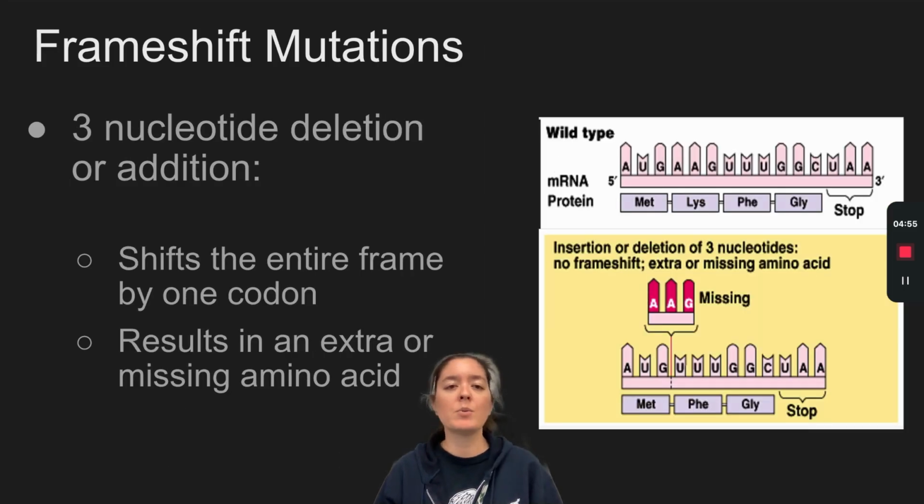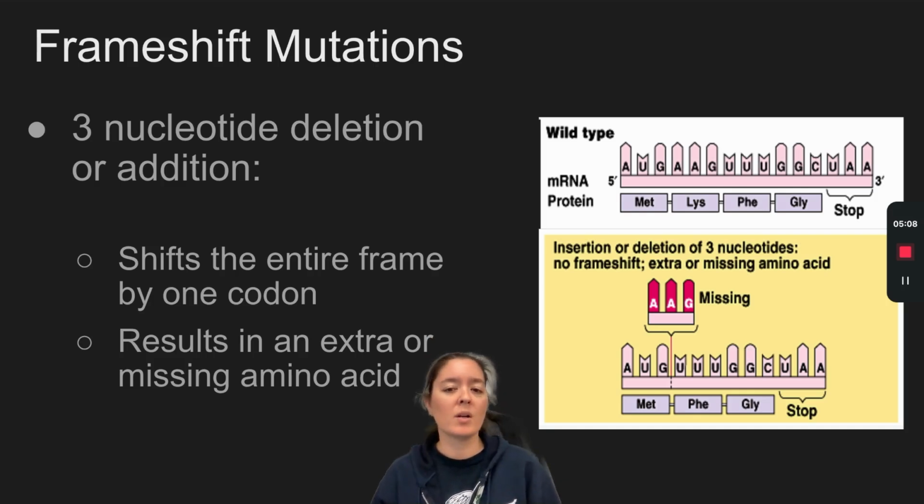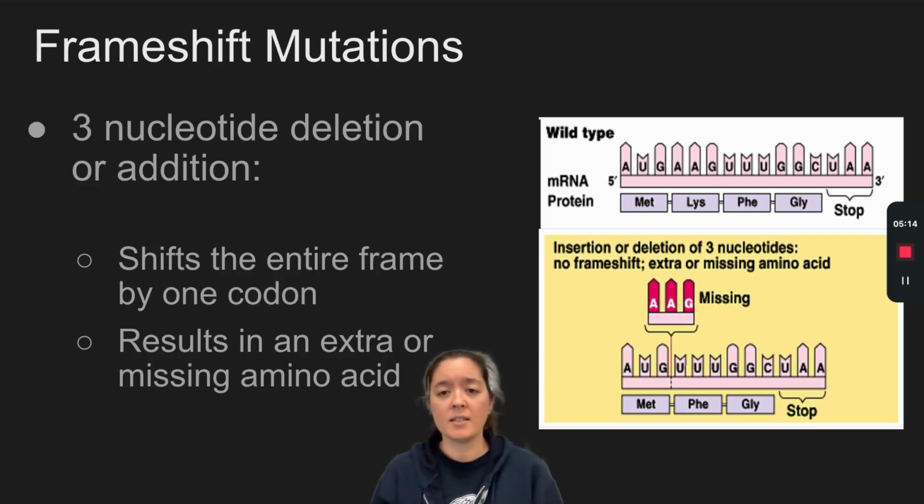The other frameshift mutation we can have is called a 3 nucleotide deletion or addition. So instead of just adding or taking away 1 nucleotide, we add or subtract 3 of them. So we're going by a codon, essentially. So in our wild type, we have methionine, lysine, phenylalanine, and glycine. That's the way it should be. If we take out that second codon, well, now we're missing an amino acid. We don't have lysine anymore. It just goes from methionine to phenylalanine. That's not good.